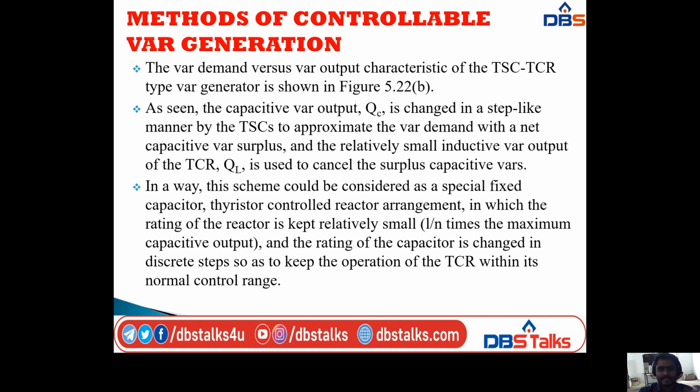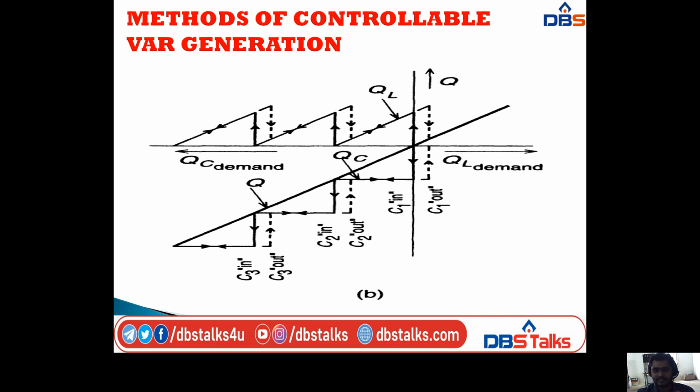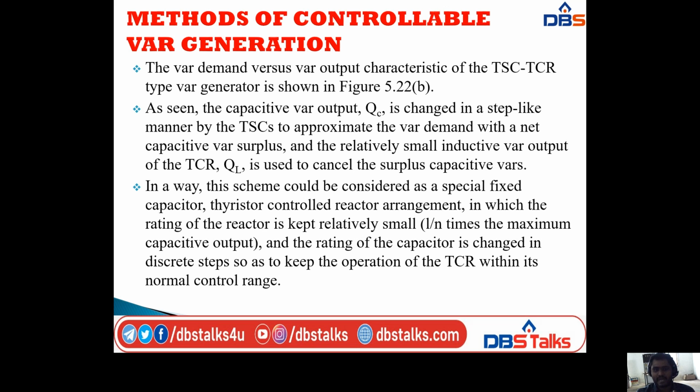Okay. So, by observing the diagram, the capacitor VAR output QC, on the left hand side we have the QC demand, and on the right hand side we have the QL demand. As seen, the capacitor VAR output QC is changed in a step-like manner by the TSCs to approximate the VAR demand with a net capacitor VAR surplus, and the relatively small inductive VAR output of the TCR, that is QL, is used to cancel the surplus capacitor VAR.